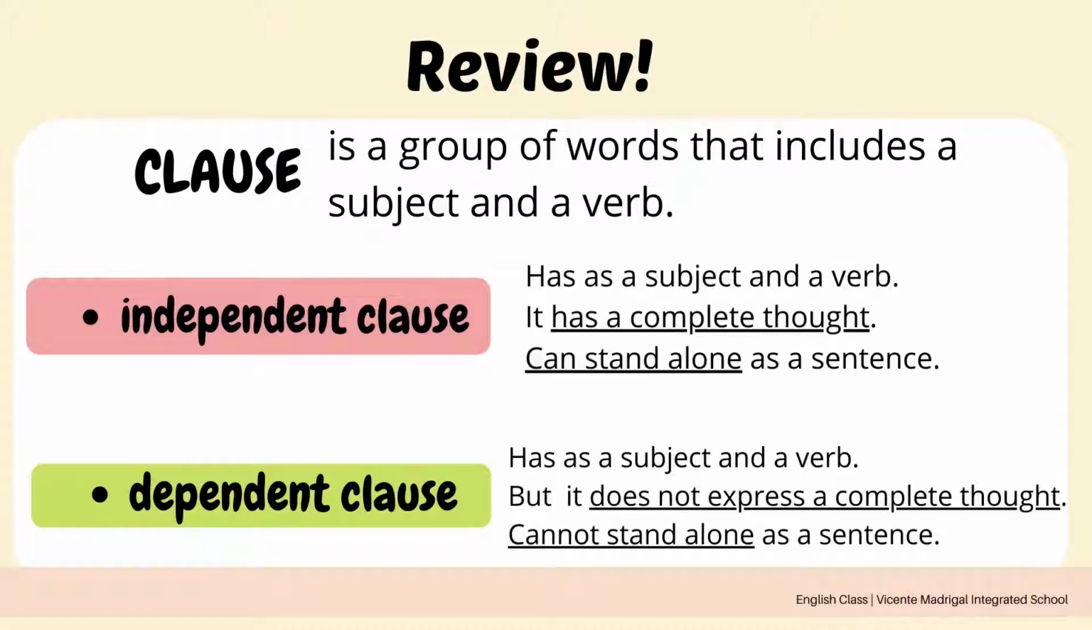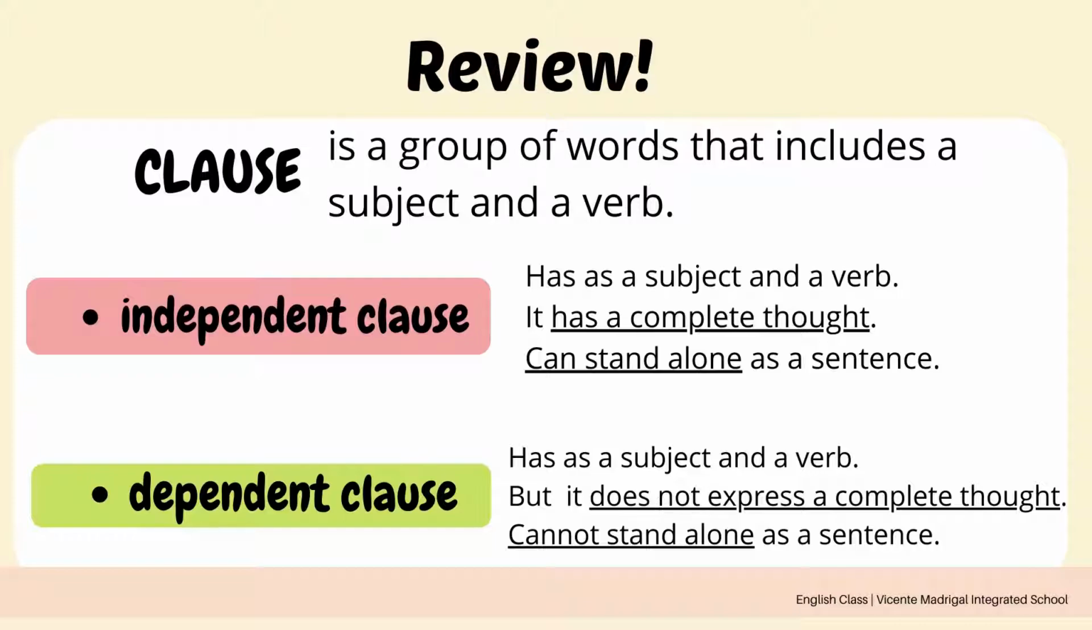As a review, what is a clause? Clause is a group of words that includes a subject and a verb. It has two types, the independent clause and the dependent clause. The independent clause has a subject and a verb. It has a complete thought, and it can stand alone as a sentence. On the other hand, dependent clause has a subject and a verb too, but it does not express a complete thought, and it cannot stand alone as a sentence. Dependent clause is usually introduced by signal words, like the subordinating conjunctions if or when.